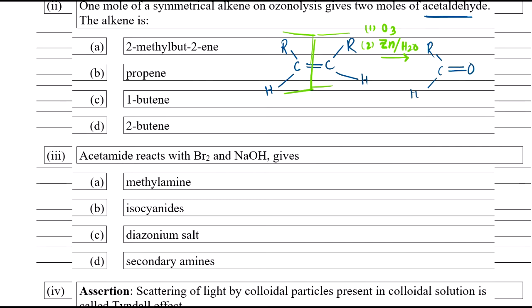As this one is a symmetrical alkene, not asymmetrical, that's why it is giving 2 moles of the same aldehyde, and that one is called acetaldehyde. By the formula of acetaldehyde, this is CH3CH double bonded O, so R will be CH3. If we put CH3 in the place of R, then formation of acetaldehyde is possible by 2-butene.